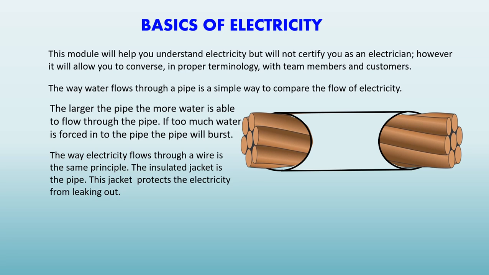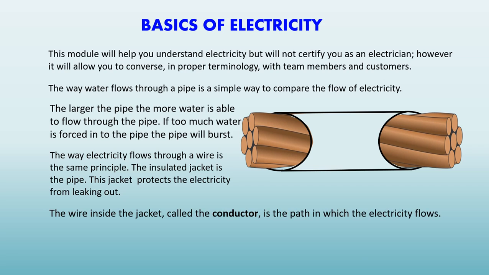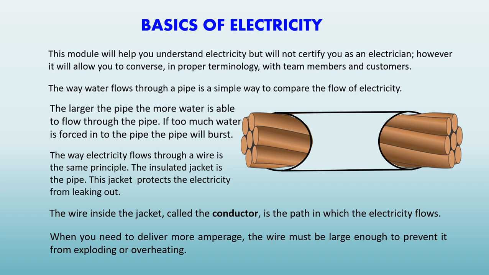The insulated jacket is the pipe. This jacket protects the electricity from leaking out. The wire inside the jacket is called a conductor. It is the path in which the electricity flows. When you need to deliver more amperage, the wire must be large enough to prevent it from exploding or overheating.